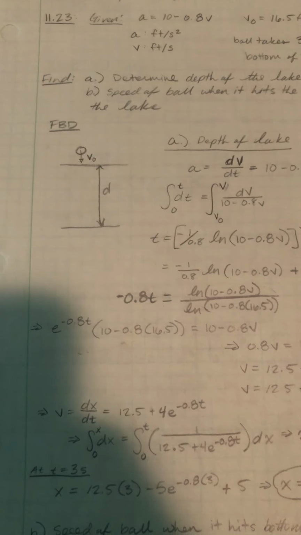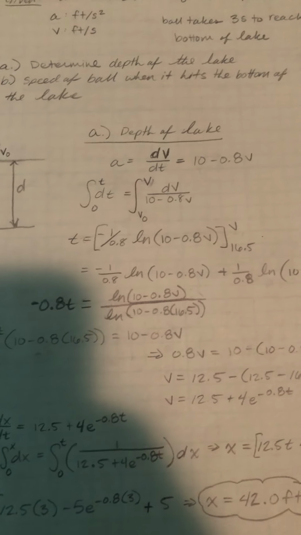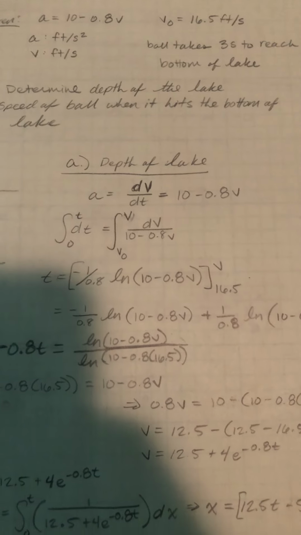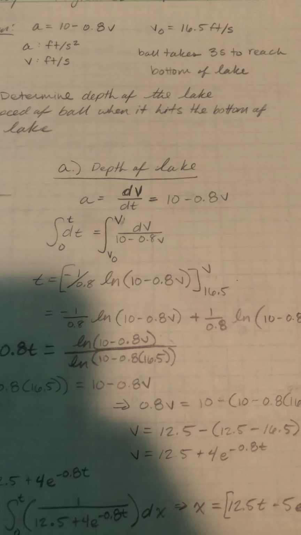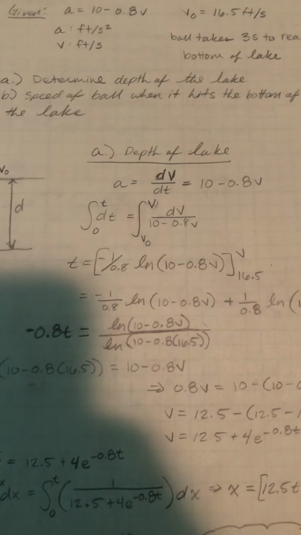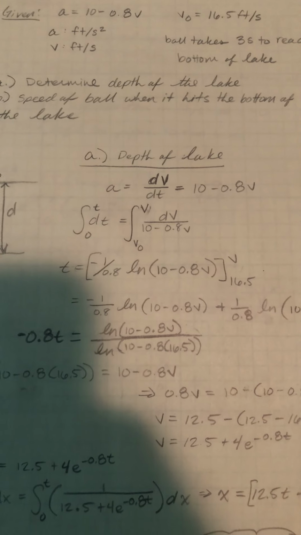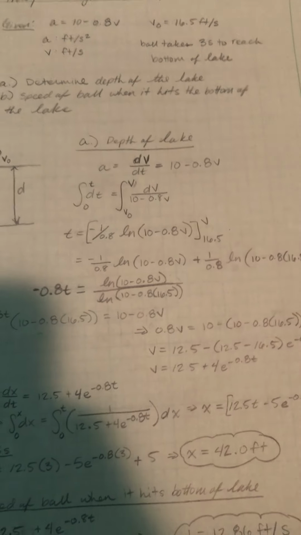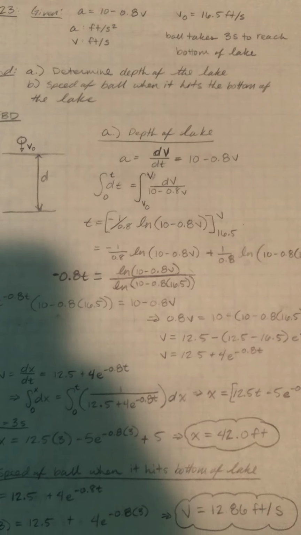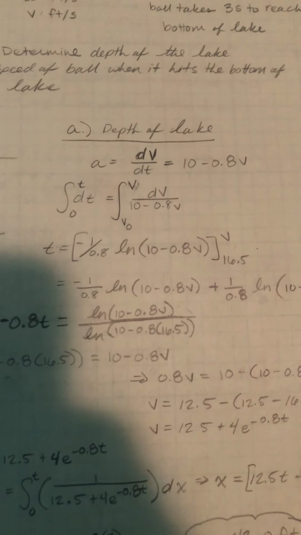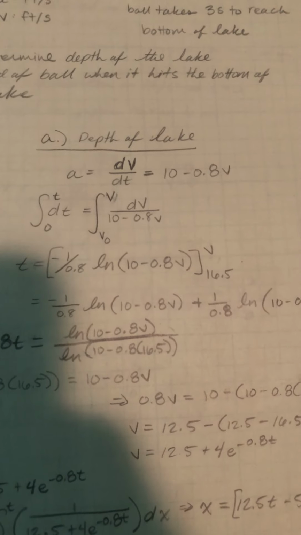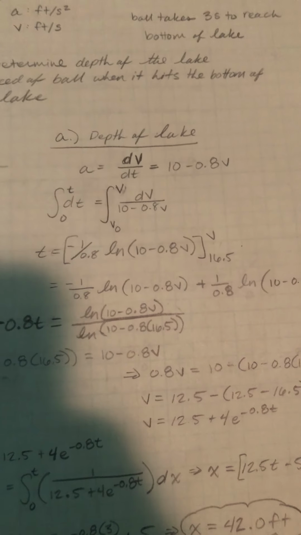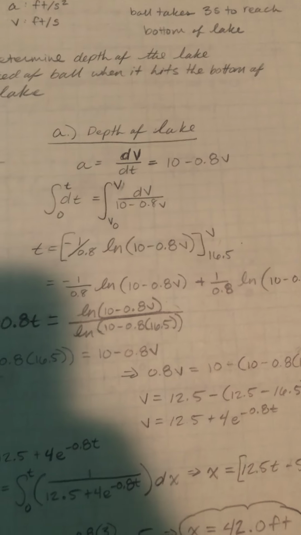So going off of our free body diagram, and using what we know, we use a separation of variables with respect to time. So we take the integral of dt and our acceleration, much like we did in the last problem, and we are able to get t is equal to negative 1 over 0.8 times the natural log of 10 minus 0.8v, evaluated from 16.5 feet per second to v.